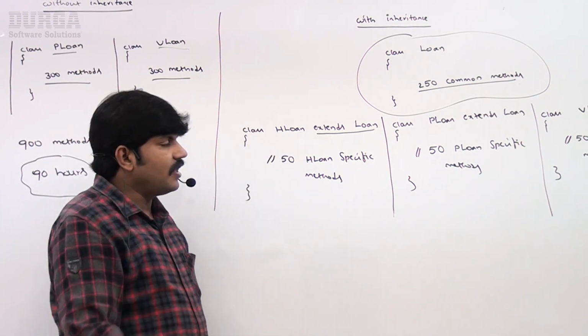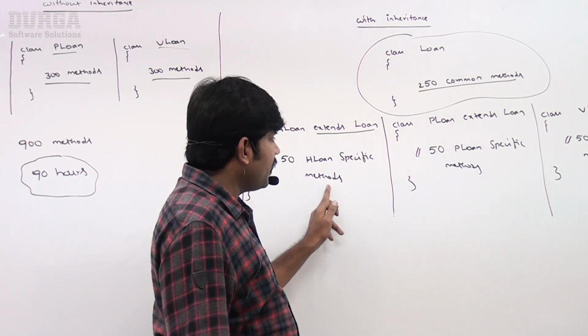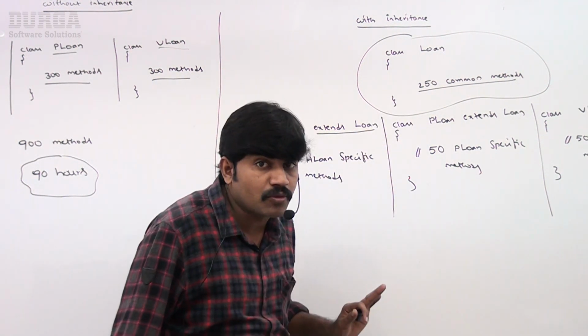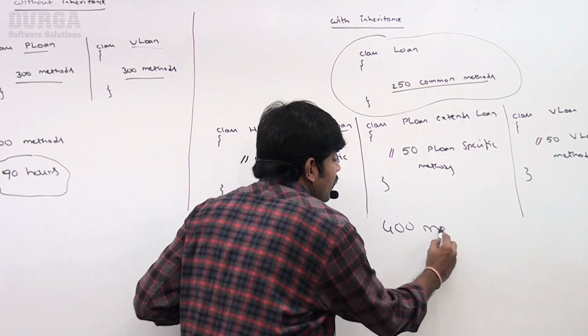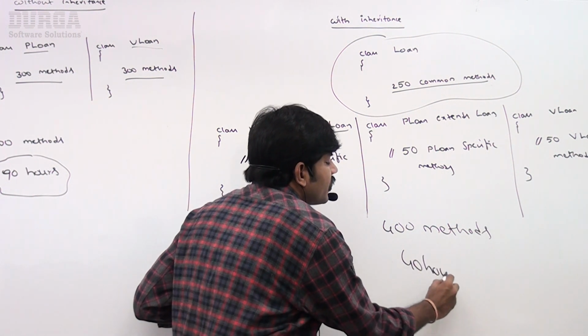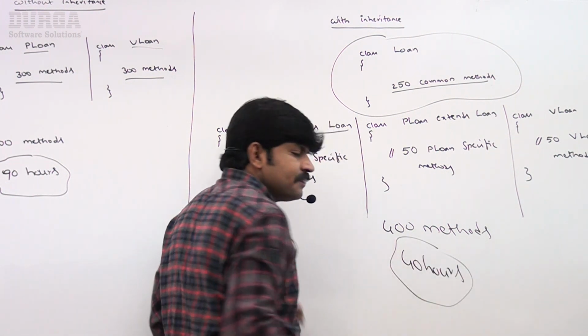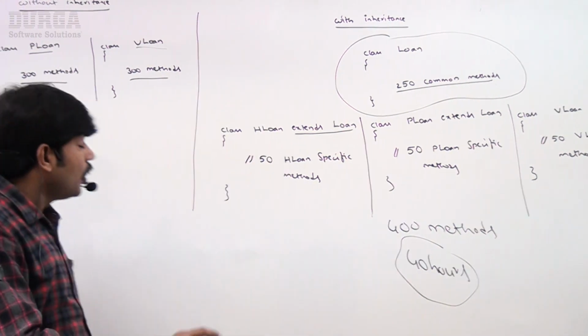Now, can you please tell how many methods in total we wrote? 250 plus 50 plus 50 plus 50 is nothing but a total of how many methods, right? Just 400 methods only we wrote. Assume just 40 hours of development time is required. But earlier, without the inheritance concept, how much time did I spend?